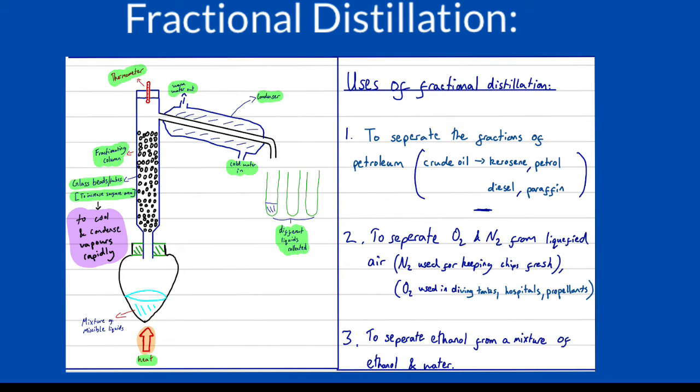Fractional distillation has many real-world applications. It is used to separate the fractions of petroleum, crude oil, into kerosene, petrol, diesel, paraffin, etc. It is also used to separate oxygen and nitrogen from liquefied air. Nitrogen is then used for keeping chips fresh, and oxygen is then used in diving tanks or in hospitals. It is also used to separate ethanol from a mixture of ethanol and water.